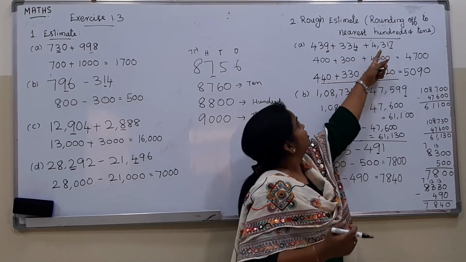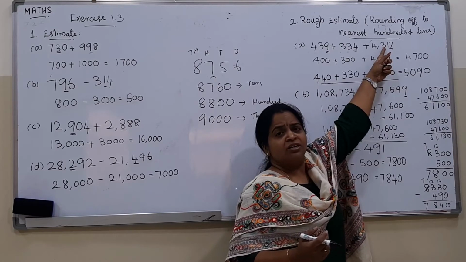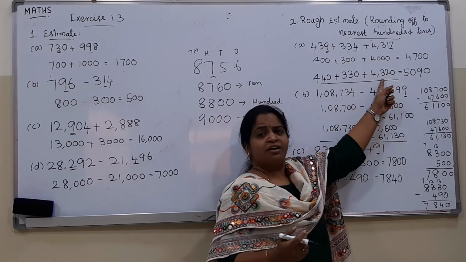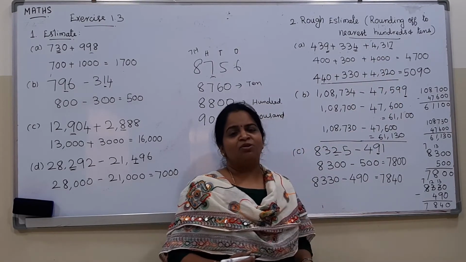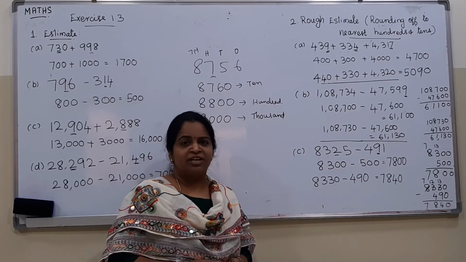Here you have to add 1 with the 1 in tens place. So it will become 4,320. Add all the numbers. It is 5,090. You got it, children? We will move to next sum.